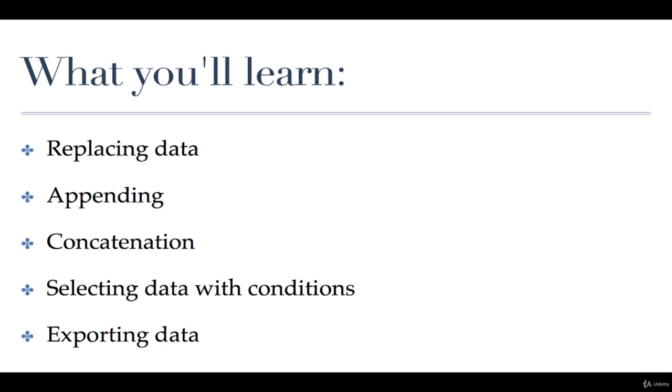So without further ado, guys, what we're going to learn today is how to replace data in our data frame, so we have a value and we want to change the value. We're going to learn how to append to the end of our data frame by adding a row or two. We're going to learn concatenation, which is essentially merging two data frames together. We're going to learn how to select values, rows, and columns in a data frame based on very specific conditions. And lastly, we're going to try and dump this into a CSV file.